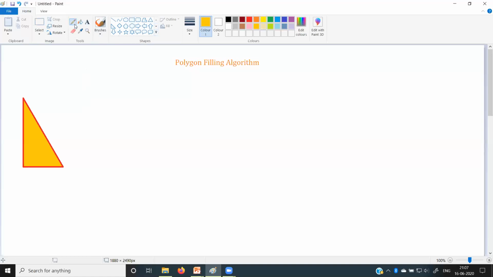So there are two types of polygon filling algorithms. The first one is called the scan line polygon filling algorithm.